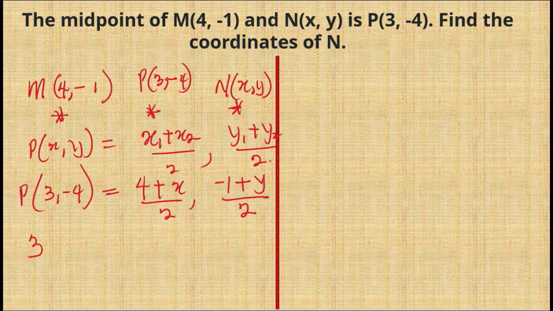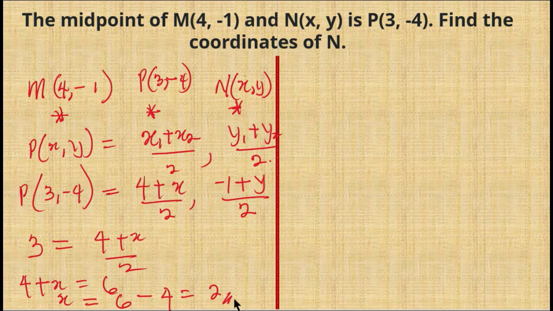So that my 3 now will be the same thing as (4 plus x) over 2. So that 4 plus x will be equals to 3 times 2 after cross multiplying, that's 6. X obviously will be the same thing as 6 minus 4, which is equals to 2.